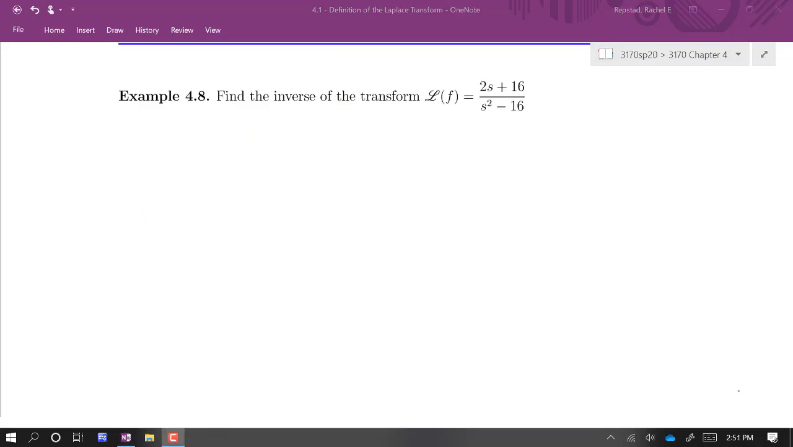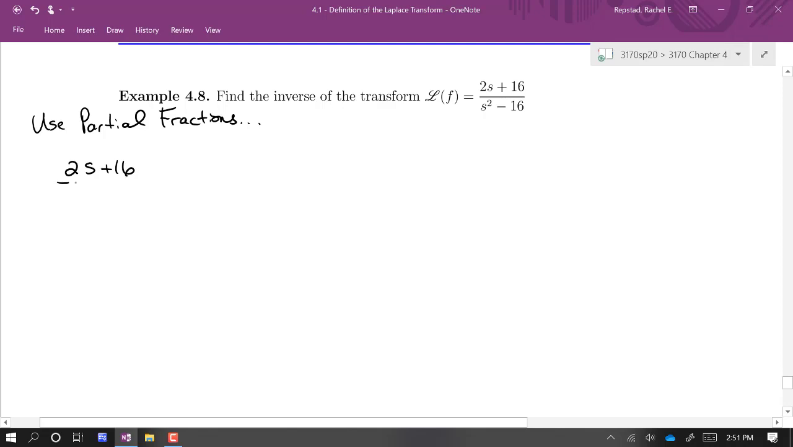We're going to do one more here where we find the inverse transform. Again, we've got this quadratic on the bottom, but there's no s term, so we're not going to complete the square on it. Instead, with this one, I'm actually going to find the partial fraction decomposition. So let's use partial fractions. So 2s plus 16 over s squared minus 16 is s plus 4, s minus 4.